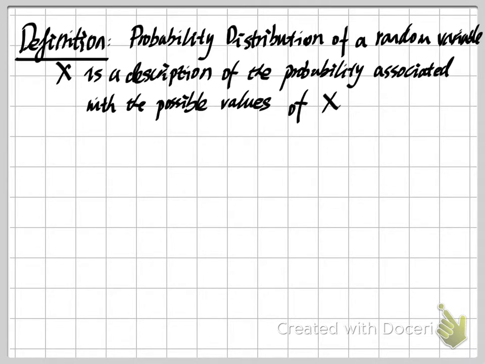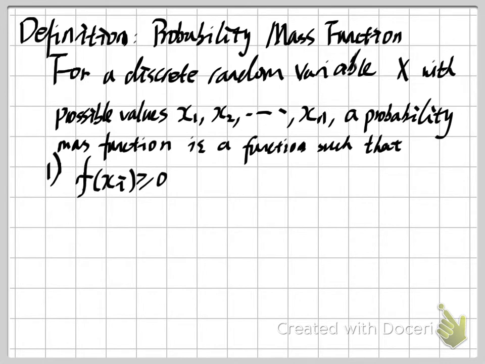A probability mass function is only defined for a discrete sample space, and we know the random variable on a discrete sample space is a discrete random variable. For a discrete random variable, we can denote the possible values by small letters, x sub 1, x sub 2, until x sub n. So it's a finite number. Then we can define the probability mass function as a function that satisfies three requirements.